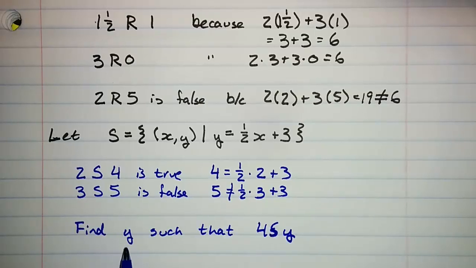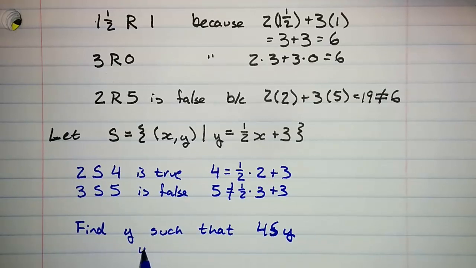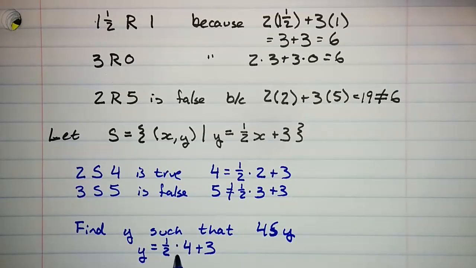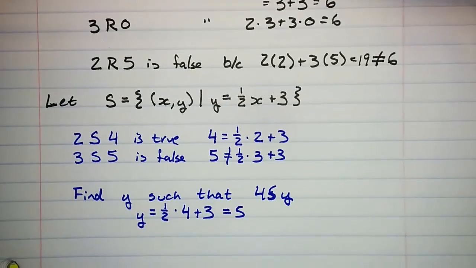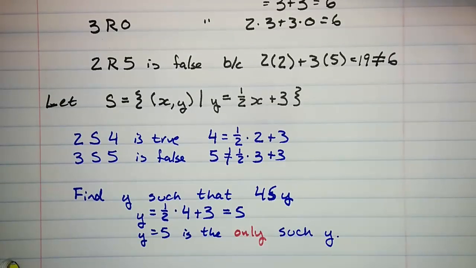We could be asked to find y, such that 4 is related to y. Well, y is in the second place. It would be not mathematically wrong, but extremely rude to write y in the first place, so we're not going to do that. So y is 1/2 times 4, which is 2, plus 3 is 5. And there's no getting around that with this equation. y equals 5 is the only such y.